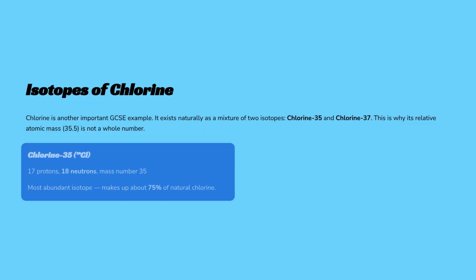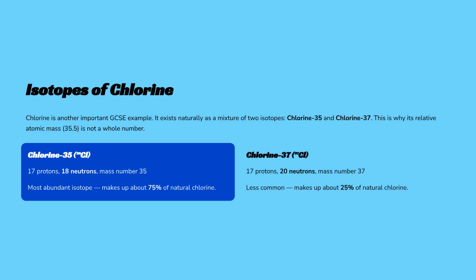Chlorine exists as a mixture of chlorine-35, with 18 neutrons, making up about 75% of natural chlorine, and chlorine-37, with 20 neutrons, making up about 25%. This mix is why its relative atomic mass is not a whole number.